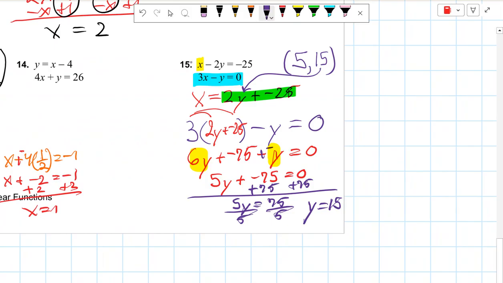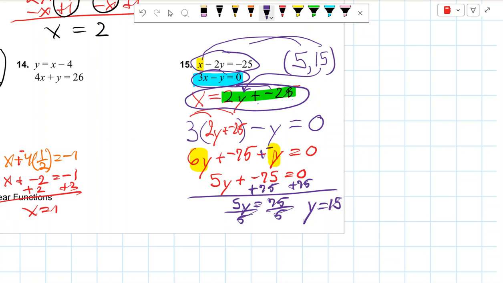And I usually choose either the top or the bottom to check my work. But in this case, I saw the one that I created as x. I'm like, that's going to be easier. So I put 15 back in here. 2 times 15 is 30. And 30 plus negative 25 is 5. Now you can put this answer here and here, and you will get negative 25. I already checked it. I know it works.